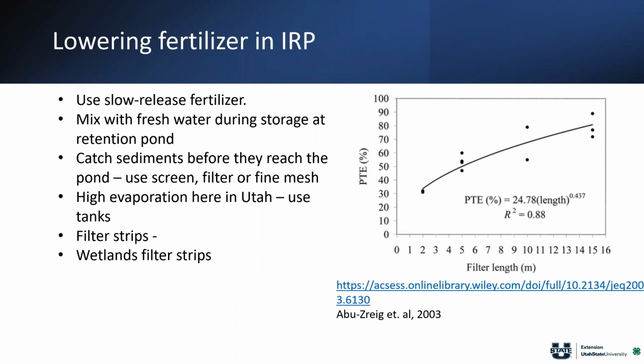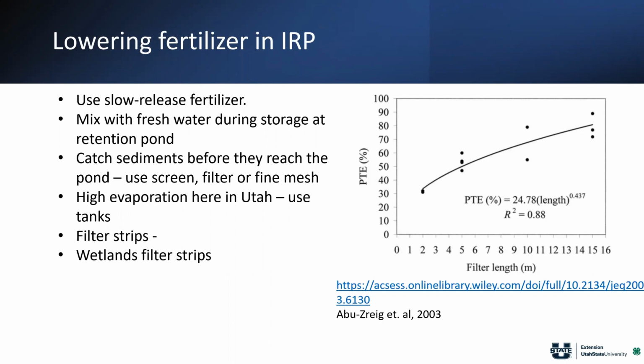Filter strips are strips where we can fill bags with the substrate of our choice, with the material of our choice. We could use wood chips, or any other materials like carbon filters, in those strips, and let the runoff water go through those strips before it reaches the pond or the wetland. We can also use wetland filter strips, meaning we can use strips of plants, or wetland plants, and let the runoff water run through those wetland plants before it reaches the retention pond.